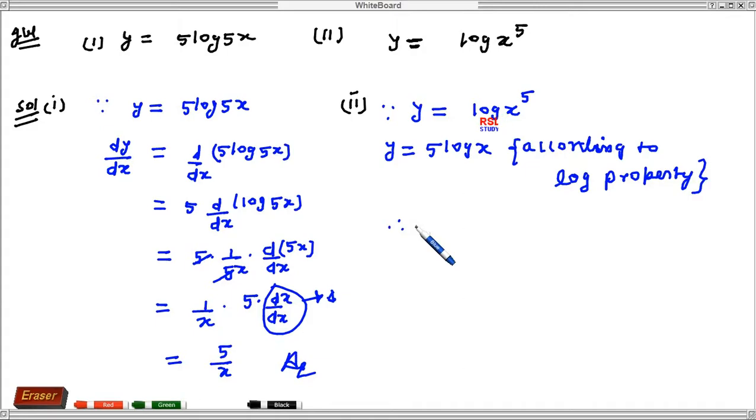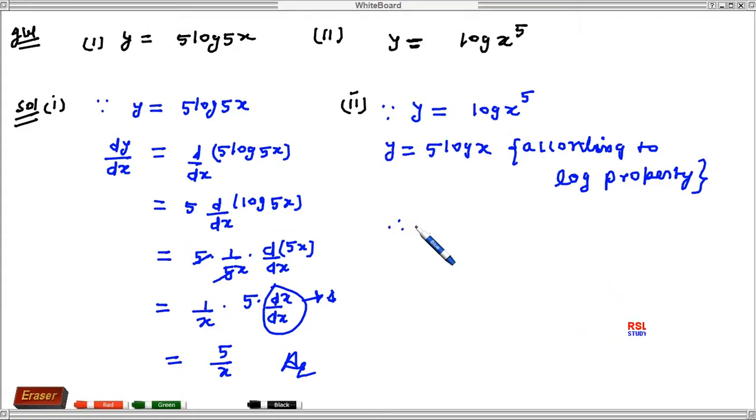So if you don't do this and you want to differentiate log x power 5, then this will behave as log of x power n. Suppose this is a capital X. When you differentiate, this will be 1 by x power 5, into d/dx of x power 5, so that will be 5x power 4. So 1 by x power 5, and here is 5x power 4. x power 4 will cancel x power 4.